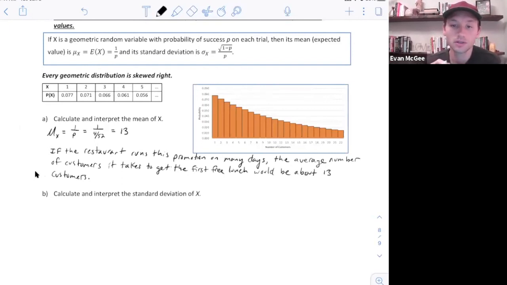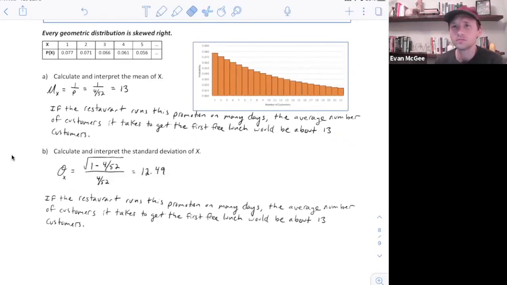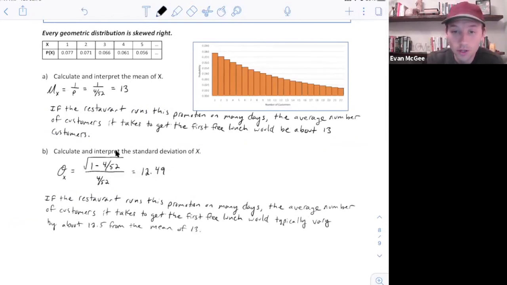To calculate the standard deviation, we're going to use this formula here, and we'll interpret that as well. Remember to only take the square root of the numerator, and you get 12.49, which means if the restaurant runs this promotion on many days, the average number of customers it takes to get the first free lunch would typically vary by about 12.5 from the mean of 13 customers.